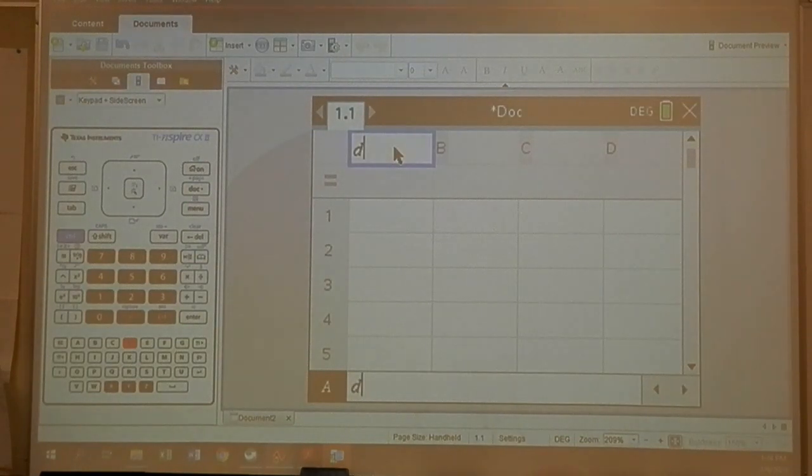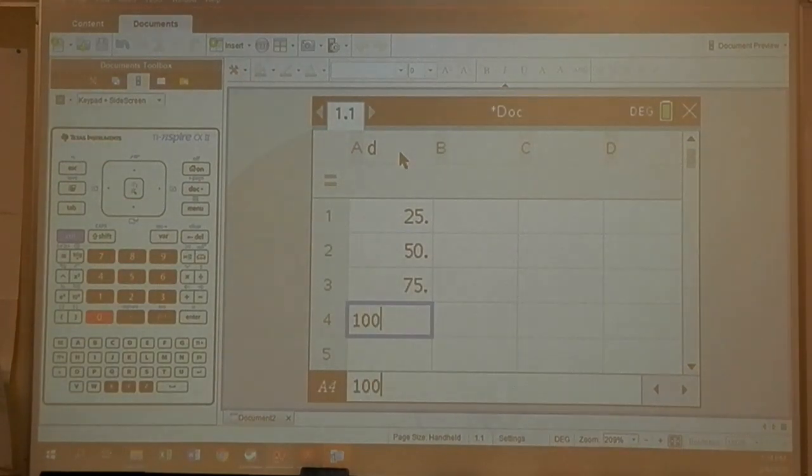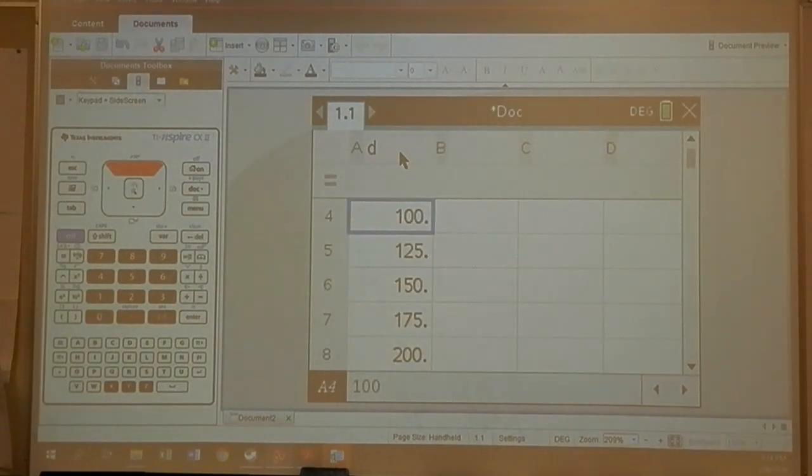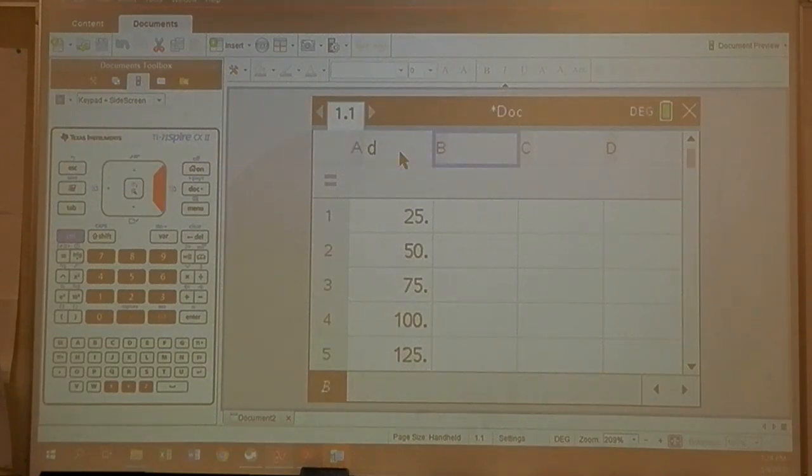So I'm just going to call this D for displacement. And then I'm going to go down here, and in the cells, the individual boxes, I'm going to start putting in my values. 25, 50, 75, 100. I just keep going down, working through the list until I've got all of them. And on the Nspire calculators, if you make a mistake somewhere in here, it's actually much easier to go back and fix things, even if you're further along in the question. The TI-83s and 84s are a lot less forgiving, so just kind of watch out for that.